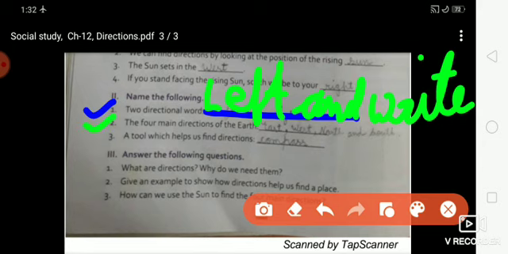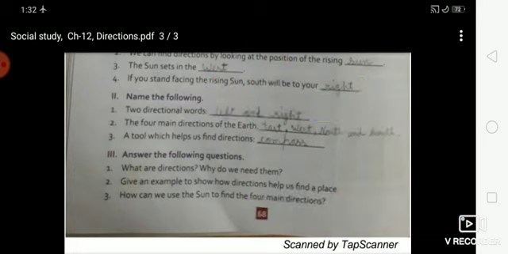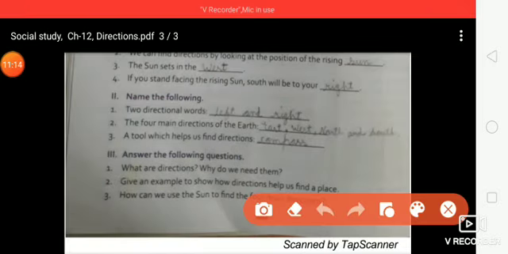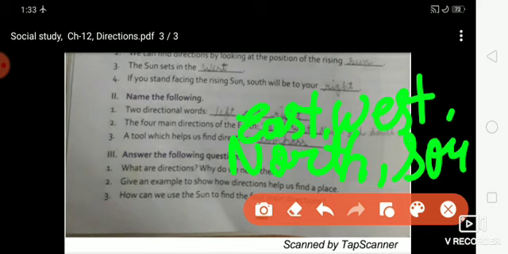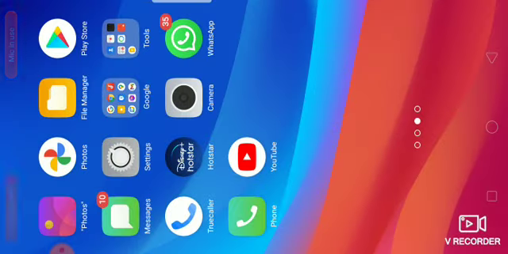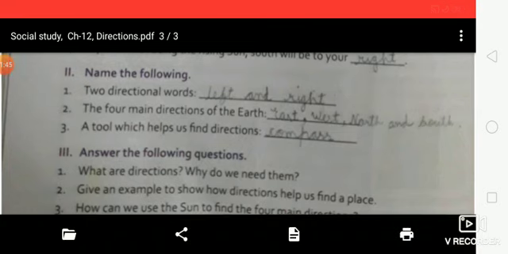Now second one: the four main directions of the earth. East, west, north and south, S-O-U-T-H. Okay. East, west, north and south.